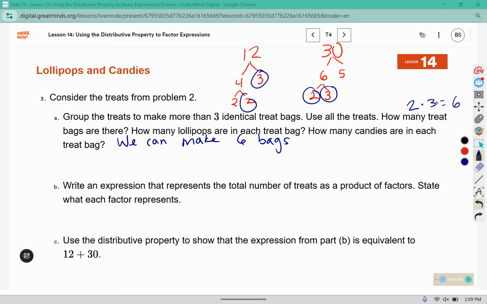And if we make 6 bags, 12 split into 6 bags would be 2 lollipops. And if we split the 30 candies into 6 bags, 30 divided by 6 is 5 candies in each bag.